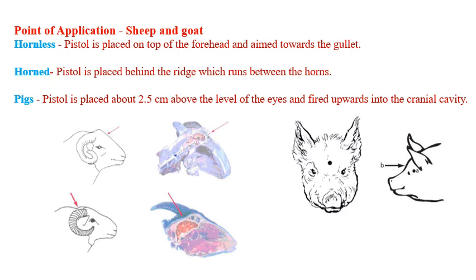And in case of horned sheep and goat, the pistol is placed behind the ridge between the horns. In case of pigs, the pistol is placed about 2.5 centimeter above the level of the eyes and fired upwards into the cranial cavity. So in the diagram it is clearly indicated what is the right place for placing the pistol for stunning purpose, either penetrative or non-penetrative.